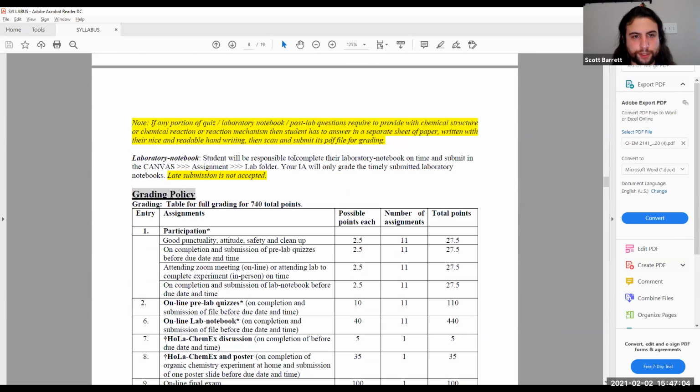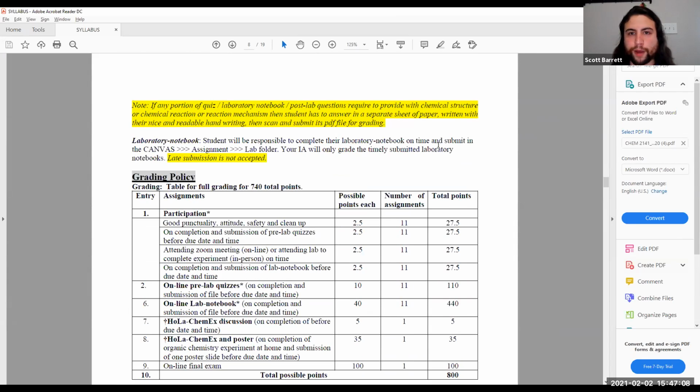So with regards to here, Dr. Rastogi says that late submission is not accepted with the lab notebook. So make sure you get it in by, I think it's midnight on Sundays. Yes. So for experiment 2, the pre-lab quiz will be due on the 5th.